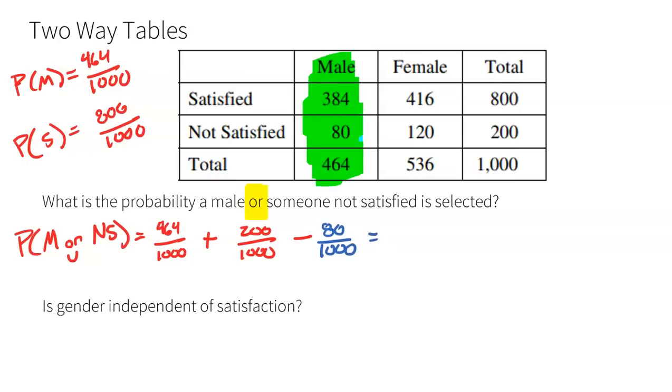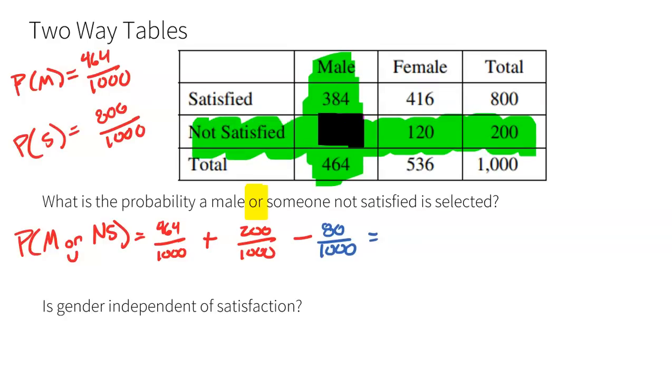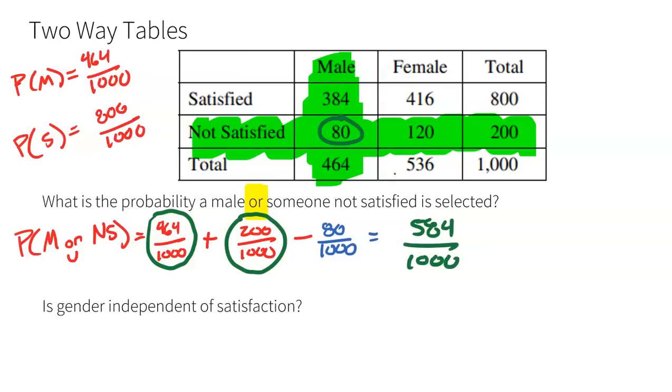See, these are all of the males. These are all of the not satisfied. Those 80 people right there, I'll just circle it, they were counted amongst these 464 males. Those 80 people were also counted amongst the 200 people that were not satisfied. Those 80 people deserve to be counted, but they don't deserve to be double counted or counted twice. So that's why we subtract them away. So 464 plus 200 minus 80 is 584 out of 1,000 would be my probability there.